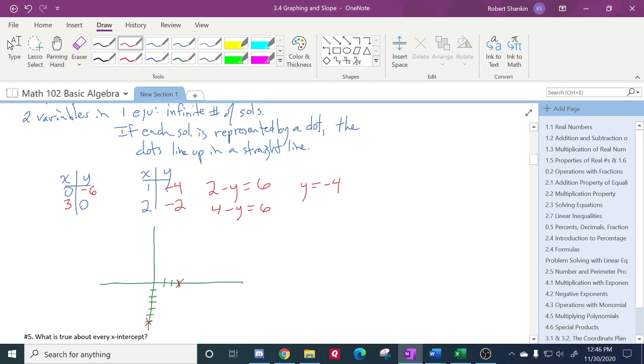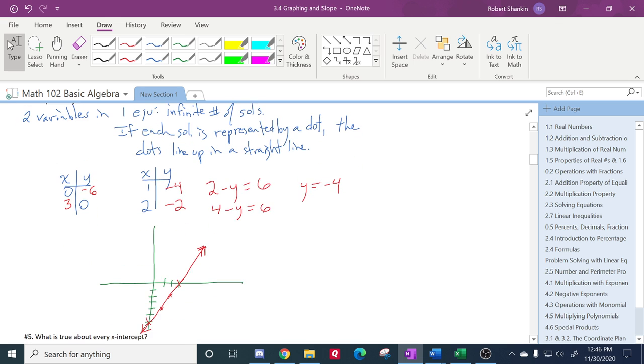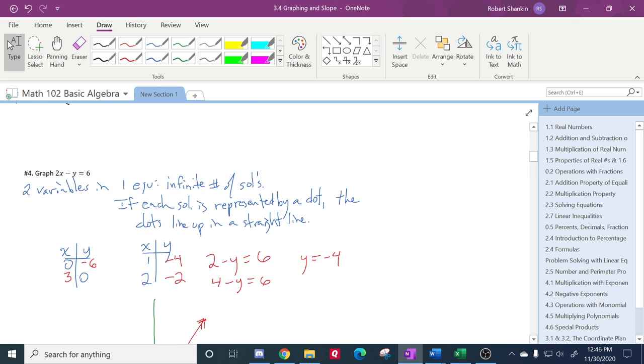But I can also show that (1, -4) really looks like it would line up on the same line. And (2, -2), yep, that'll sure line up on that same line. And then we just connect them all together. This is an infinite number of points. Each point is a solution to this equation. Give me a little feedback on number 4.